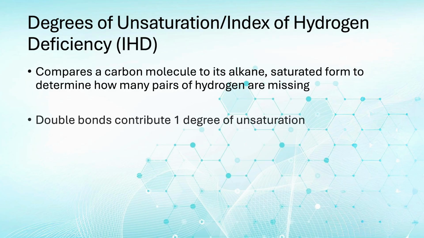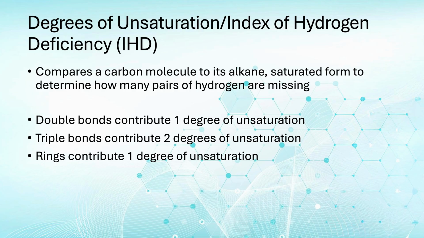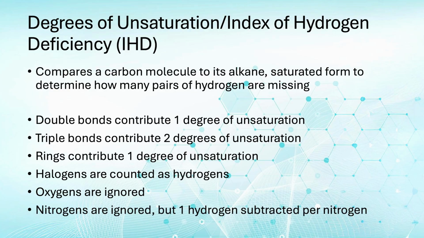There are a couple rules for degrees of unsaturation. Double bonds contribute 1 degree of unsaturation. Triple bonds contribute 2 degrees of unsaturation. Rings contribute 1 degree of unsaturation. In addition, halogens are counted as if they are hydrogen atoms. Oxygen atoms are ignored. Nitrogen atoms are also ignored, but 1 hydrogen is subtracted per nitrogen.